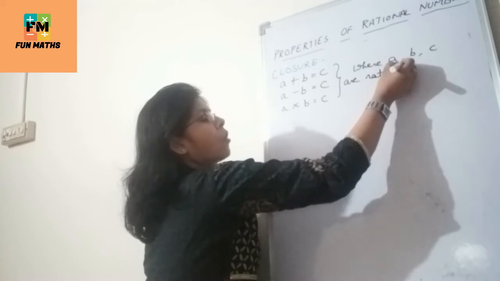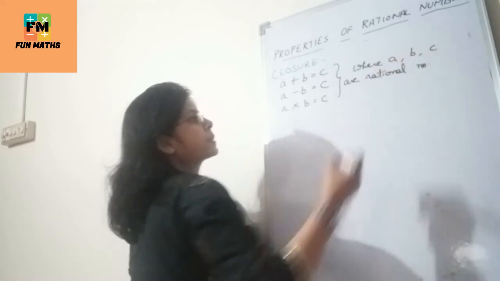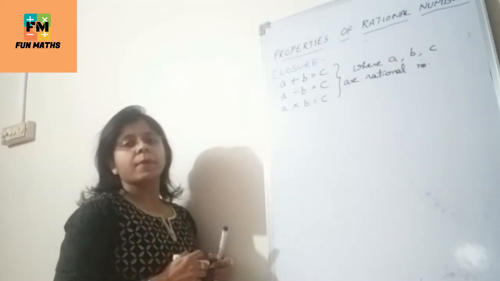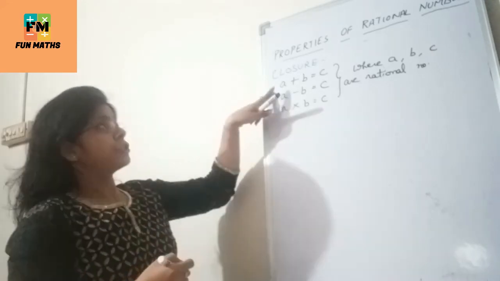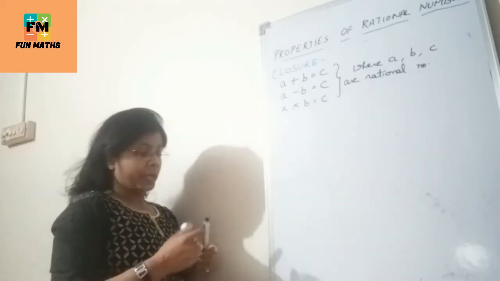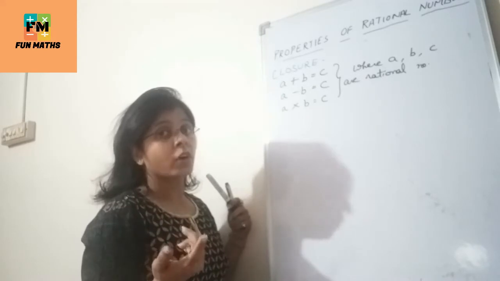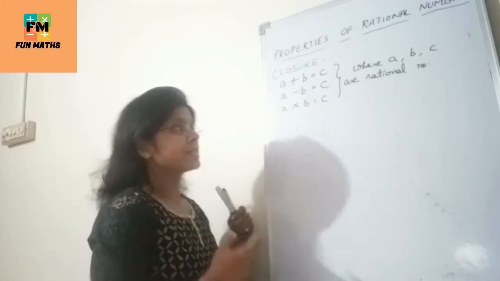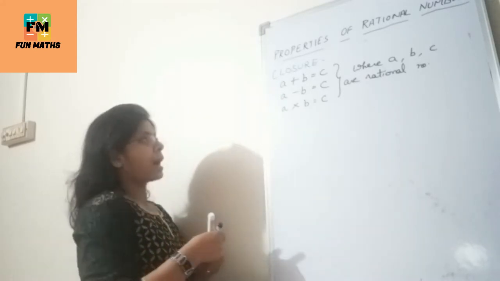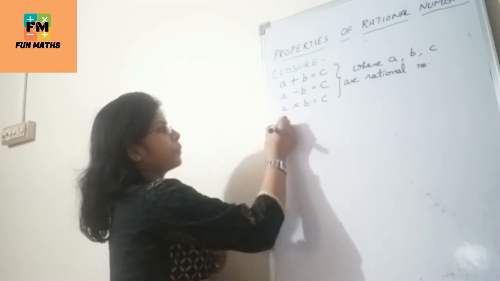So if all three numbers are rational numbers, we will say that rational numbers are closed under addition, subtraction and multiplication. As we have seen, in division we were not getting a rational number as a result. We have already seen this in the example. Next we have commutative.